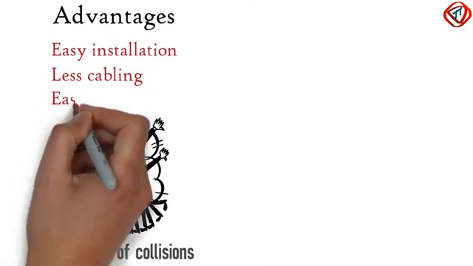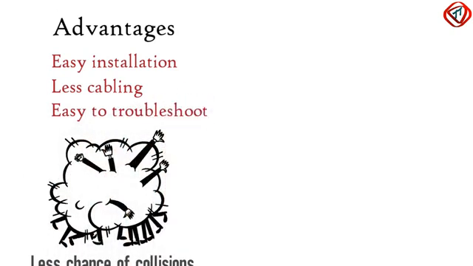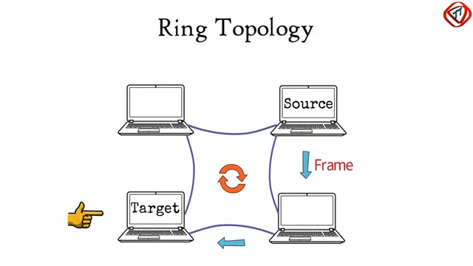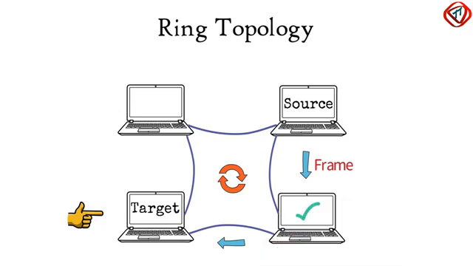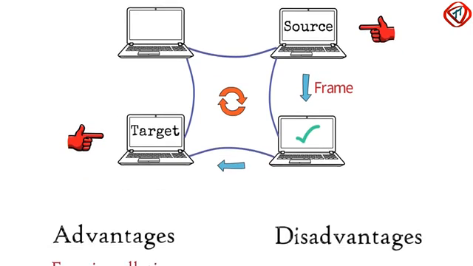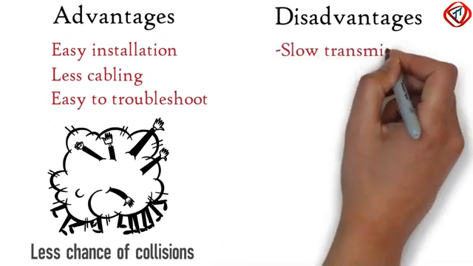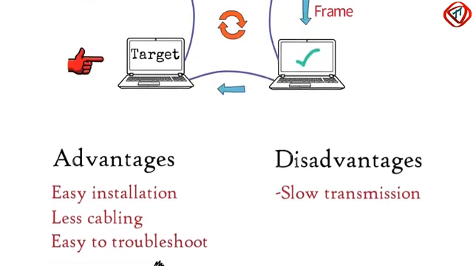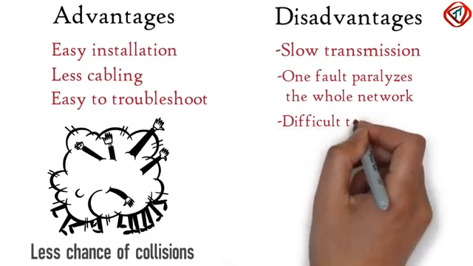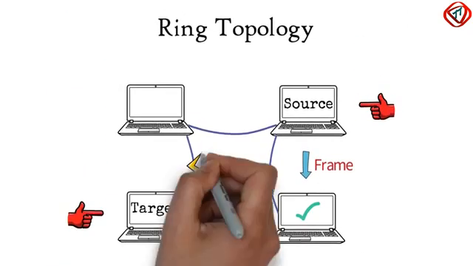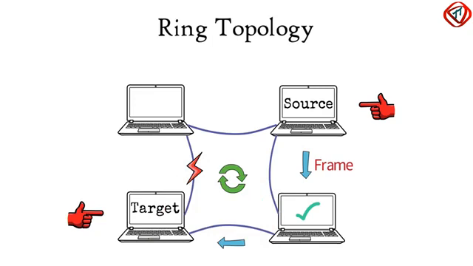The ring topology is relatively easy to troubleshoot because we only need to locate a computer which stops receiving data from its upstream neighbor. However, as each data frame has to pass all computers between the source and destination, it makes data transmission slower than the star topology. Since all computers connect to form a closed loop, one fault paralyzes the whole network. It is difficult to reconfigure because we need to break the ring to add or remove computers.